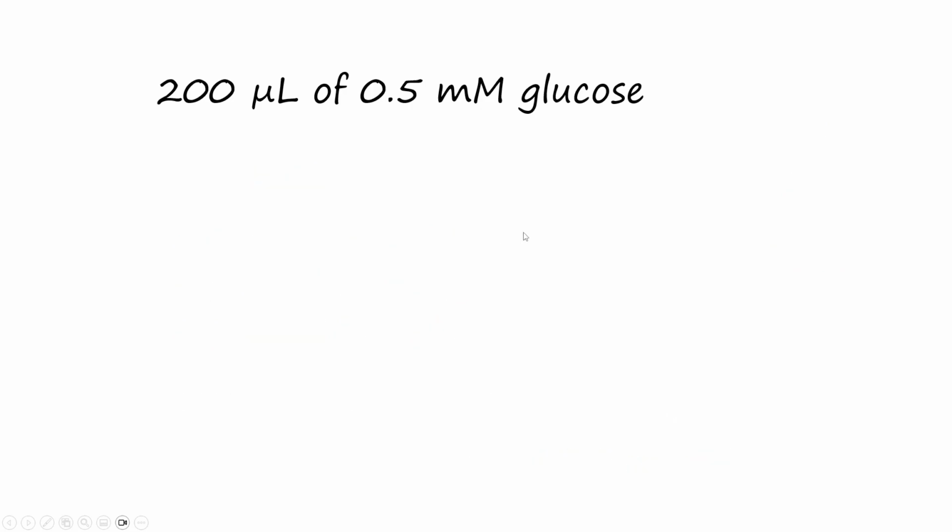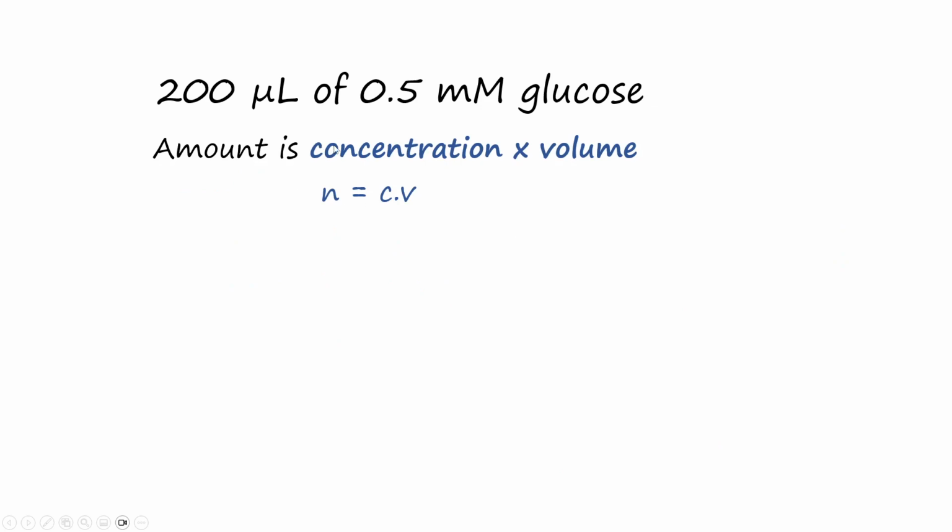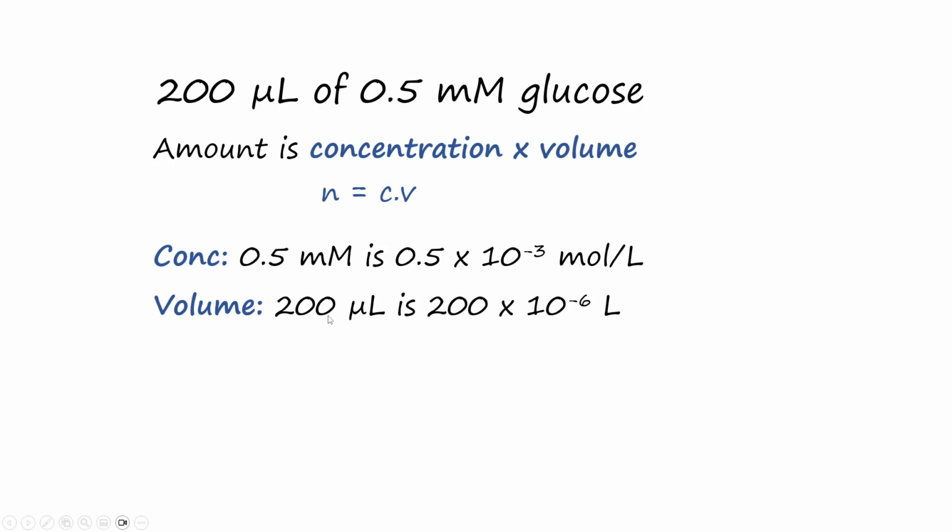Now let's try it with the plug and chug method. The equation that everybody knows, of course, is n equals CV, concentration times volume. The first thing we have to do to apply this equation is some deconstruction. We've got to take the concentration, 0.5 millimolar, and express it in scientific notation. That is a bit of a task for some people anyway. Same with the volume, expressing the 200 microliters as 200 times 10 to the minus 6 liters.